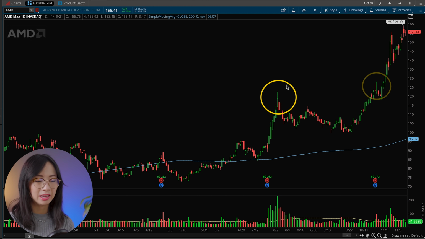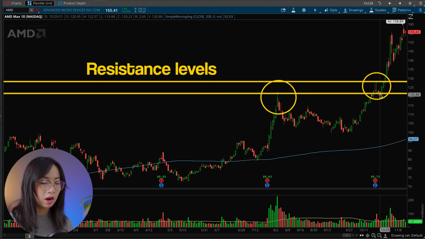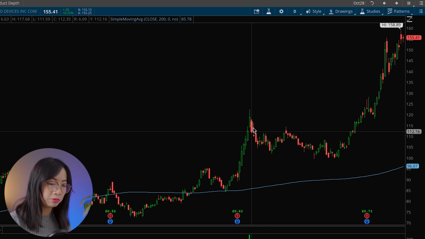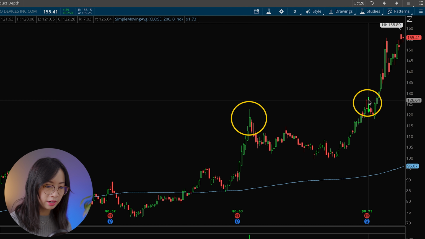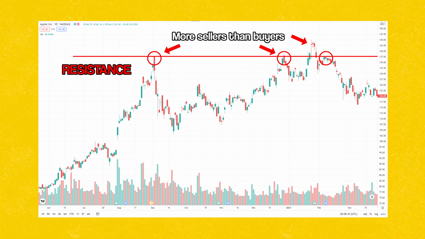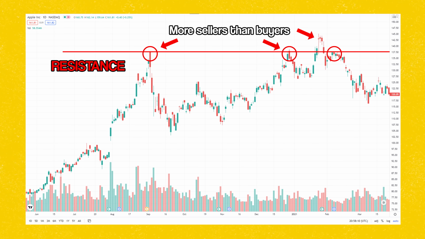On the other hand, resistance levels like these are price levels where sellers came in to sell the stock. So whenever the stock came up to these areas right here, here, and all the way up here, sellers decided to take profit and get out of their position. And there were more sellers than buyers. Okay, so now that we all have a basic understanding of what support and resistance means, let's go in and draw the actual price levels step by step now.